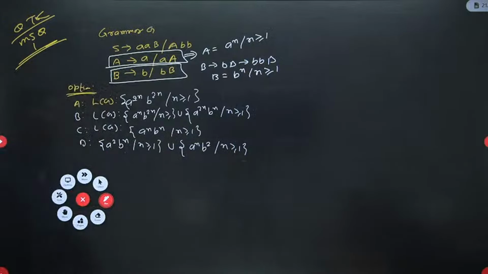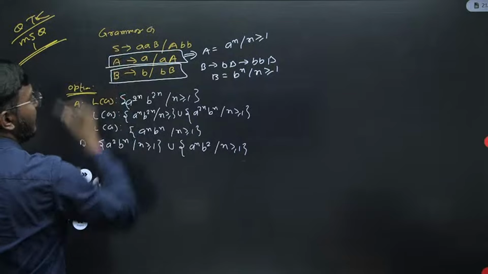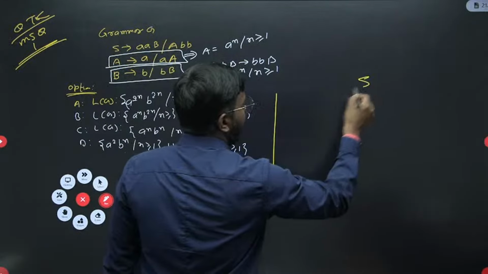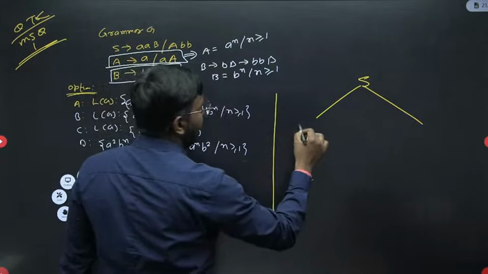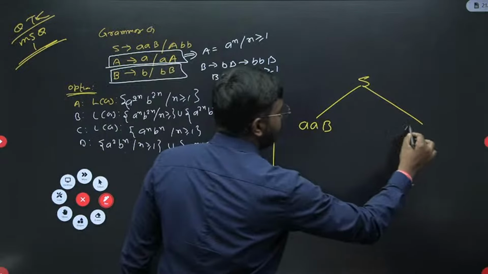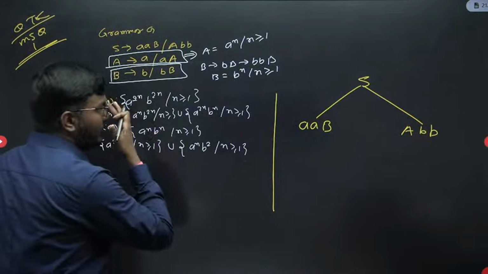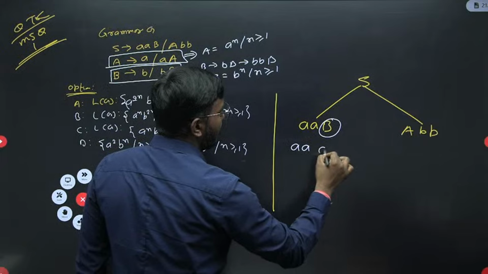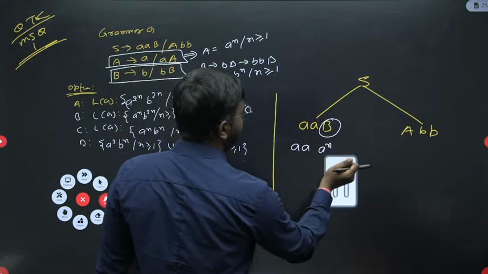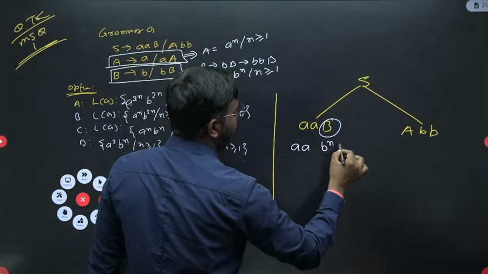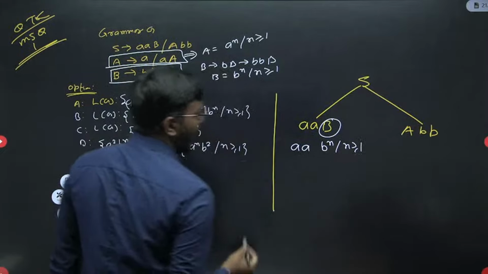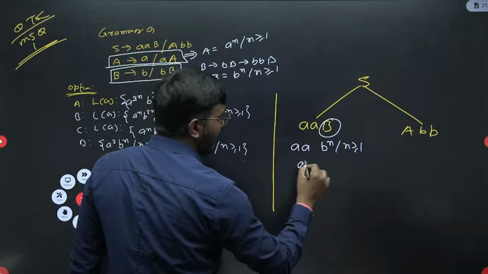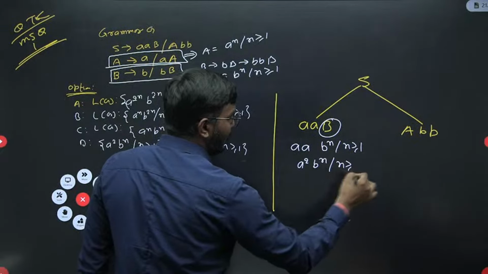Understood? Fine. Now simply if you back substitute all these values, the S is generating two parts: one having A, A, B and the other having A, B, B. So if you substitute this B part, what can we get here? A to the power of n, B to the power of n, n greater than or equal to 1. So the language we are getting from this expansion is A squared B to the power of n, n greater than or equal to 1.